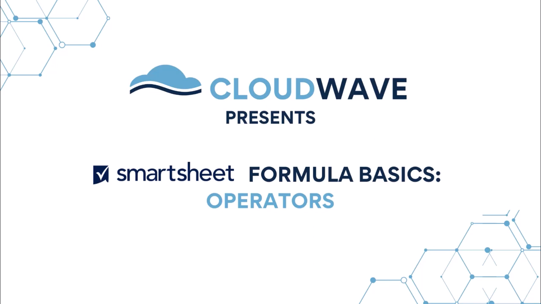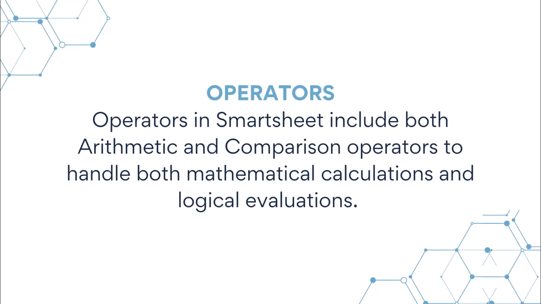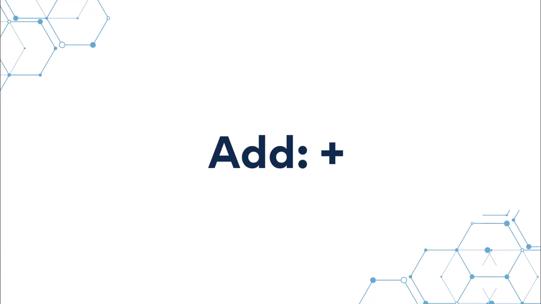Welcome to Smartsheet Formula Basics Part 1. Operators. Operators specify the type of calculation that you want to perform on elements in a formula. Operators in Smartsheet include both arithmetic and comparison operators to handle both mathematical calculations and logical evaluations.